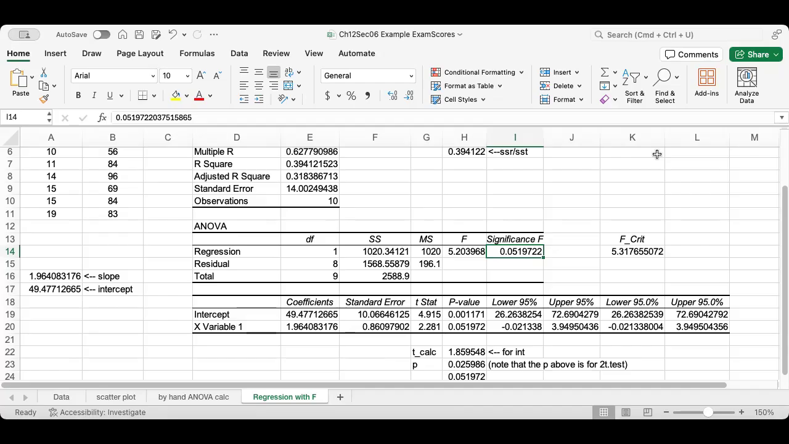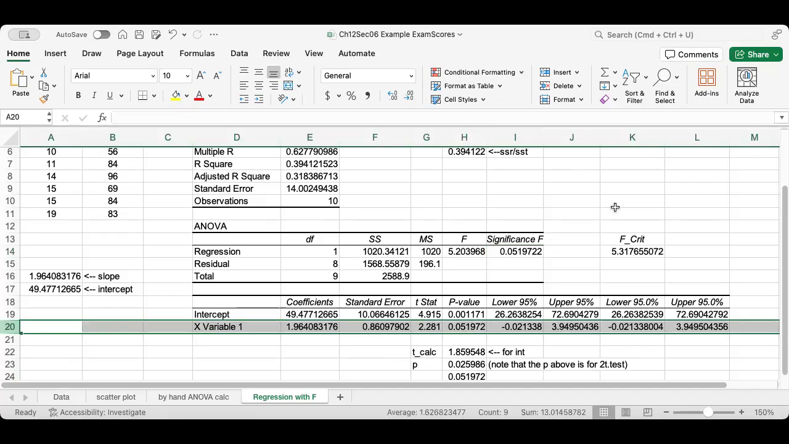And if I look at the confidence interval for that X variable, that's this row here, I notice that that confidence interval contains 0. Negative 0.02 to 3.94. Since it contains 0, I can't reject this null hypothesis. That's in line with the p-value of 0.52. Notice that the calculated F is 5.2 and the critical F is 5.3. I'm not in the rejection zone. I'm still in that unshaded area. So all three of these items together tell me, no, this doesn't work.